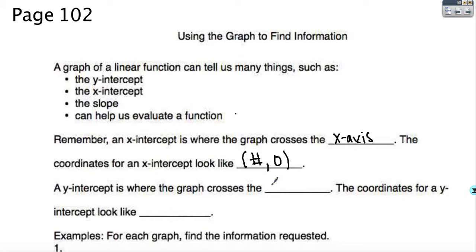Your y-intercept is where the graph crosses your y-axis, and your coordinates for your y-intercept are going to look like 0 for your x and some number for your y.